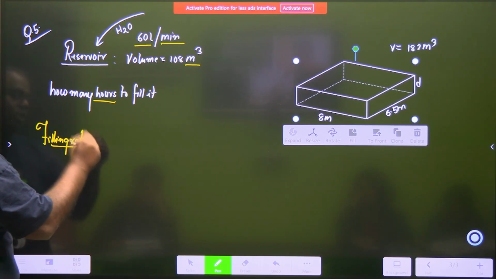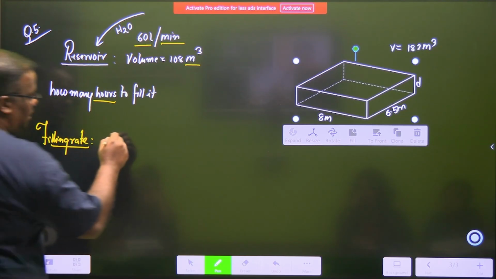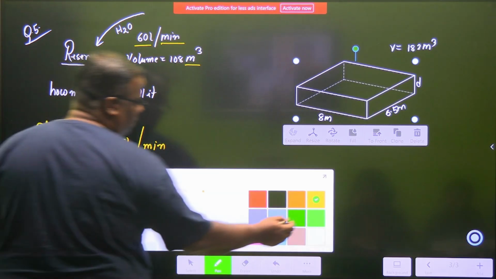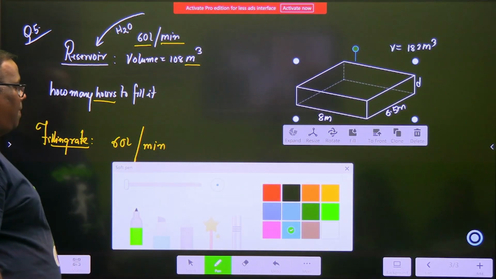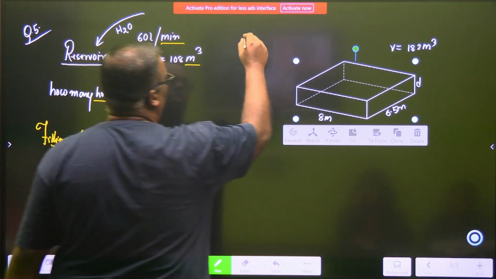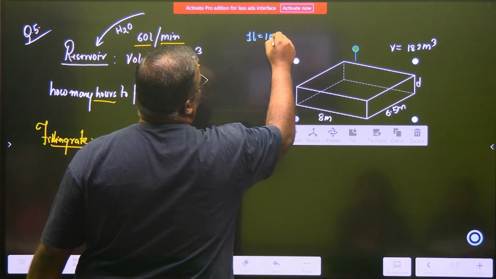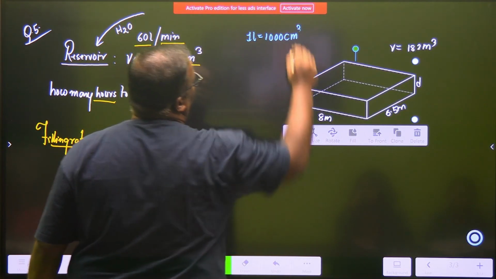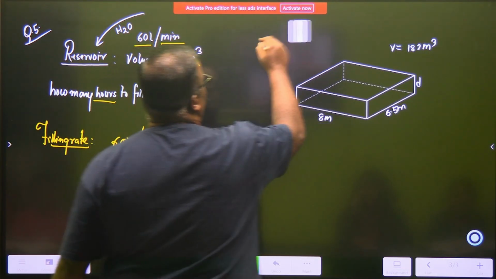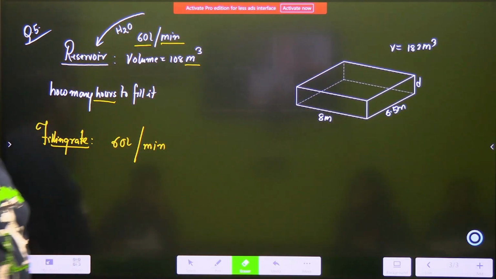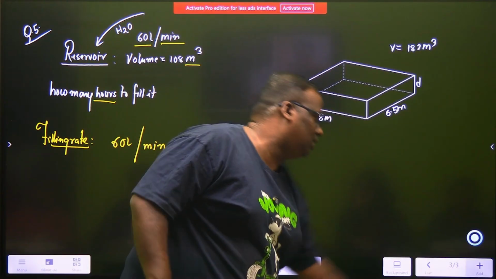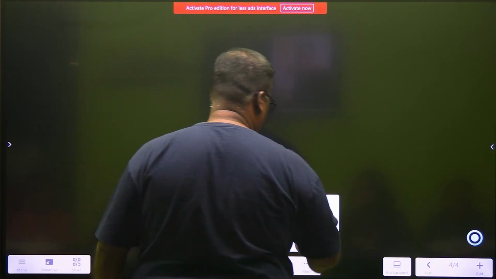First look here, the filling rate. What is the filling rate given as? 60 liters per minute. Okay, so 60 liters. Tell me, liters to meter cube. One liter is... you told us about liters. So let's now leave this problem here and go a little bit to understand what is a liter, because you'll have a lot of confusion in that. Thank you for reminding me.